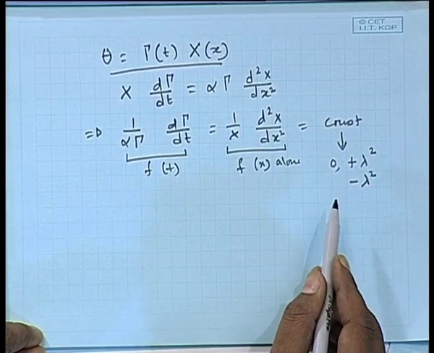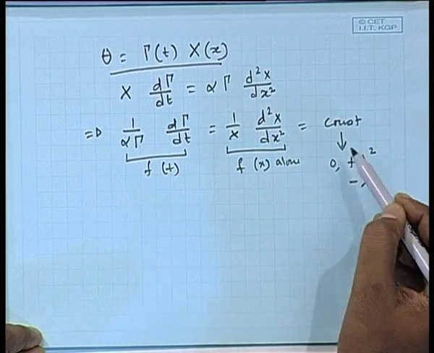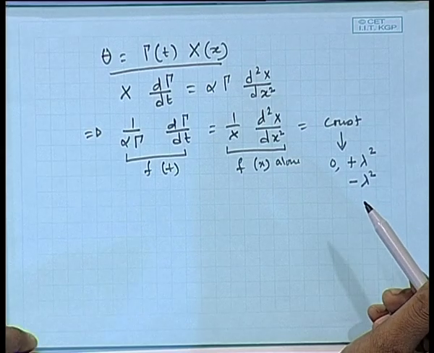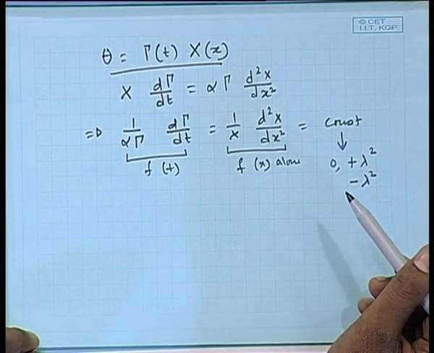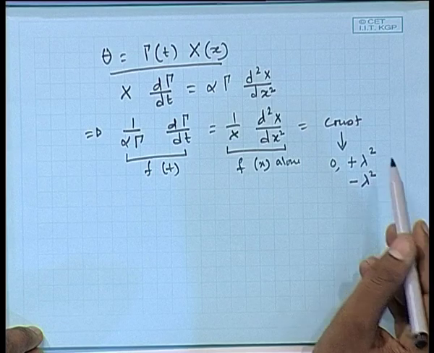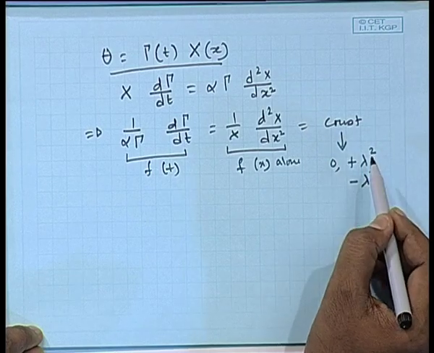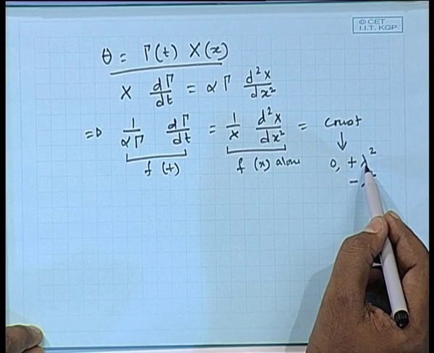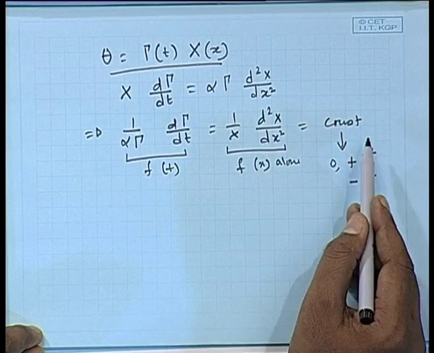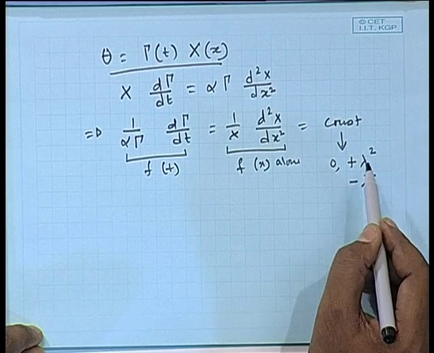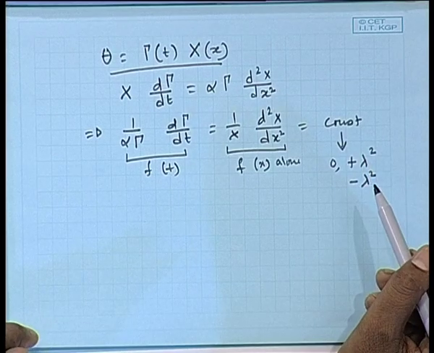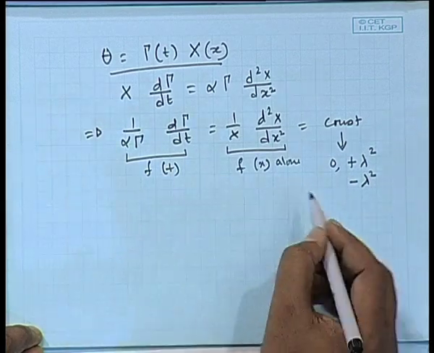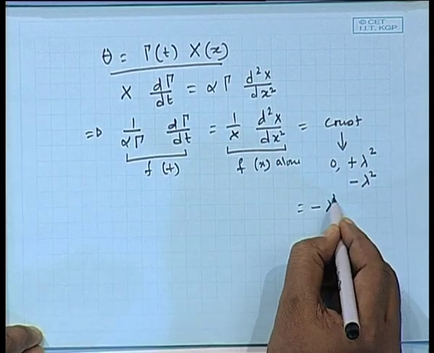We have already seen in the last class, if this constant becomes 0, then this problem becomes a trivial problem, the solution becomes a trivial solution, and we are not looking for that. If this constant is positive, then again you will be landing up with a trivial solution. So, this constant has to be a negative one. So, let us say this constant is minus lambda square.